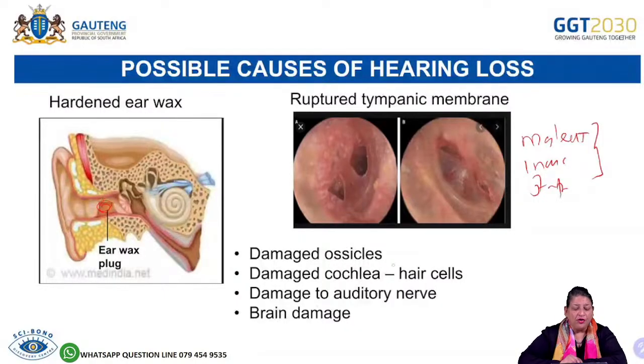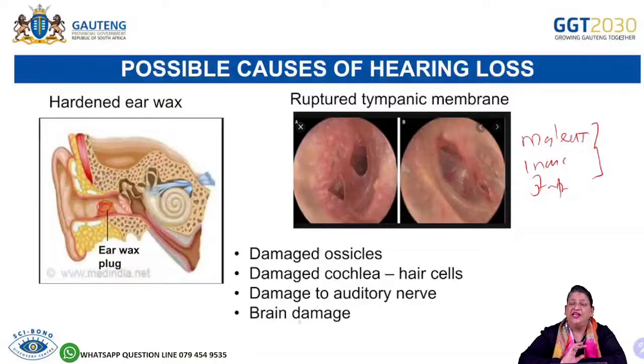Also, your cochlea in the inner ear here has some hair cells in the organ of Corti. If a person is constantly exposed to very, very loud music, then eventually those hair cells will wear away and they won't be able to create a nerve impulse. So you have to have a cochlear implant.